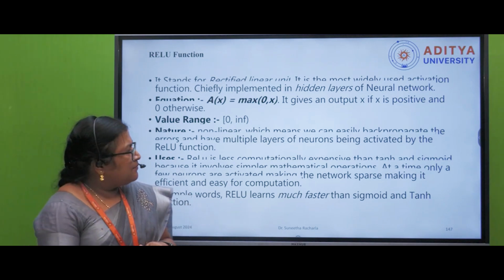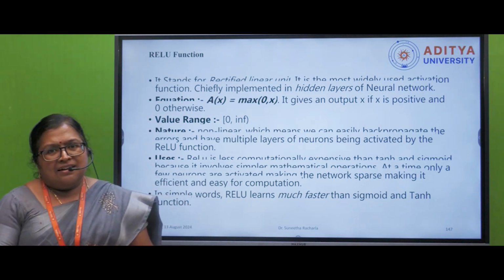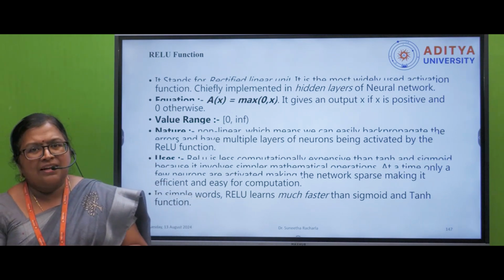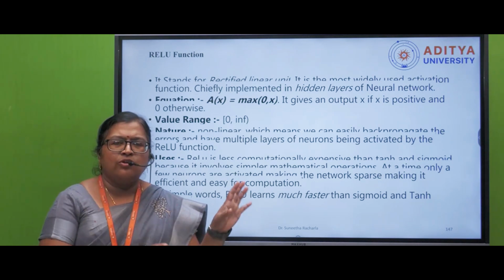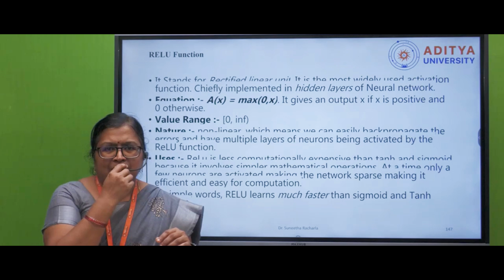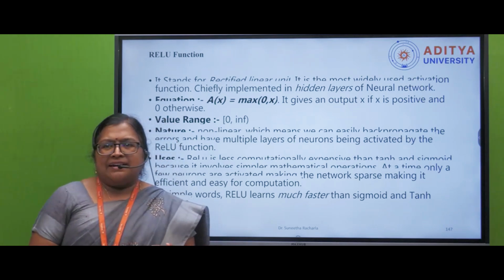The ReLU function states that only if the value is positive will it take the value. Otherwise, it will ignore that value. Just like your robot is making some sandwiches, so you applied some non-linearity there.